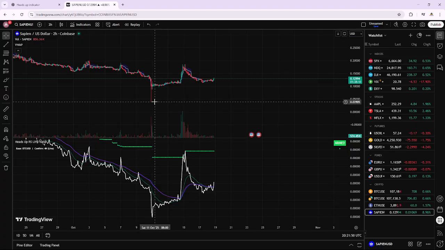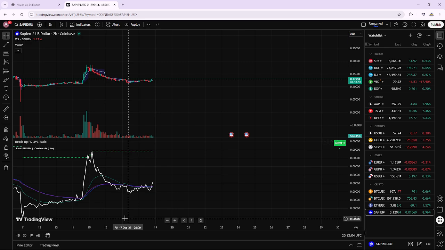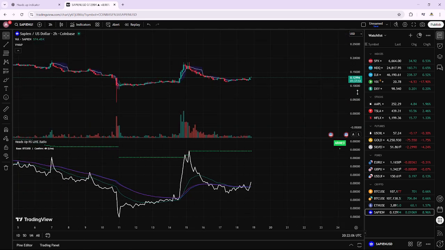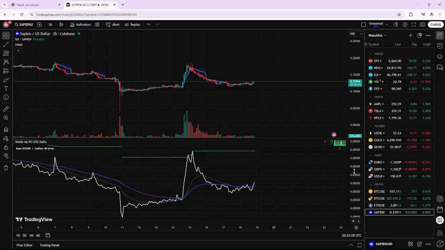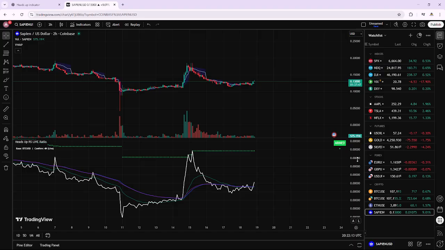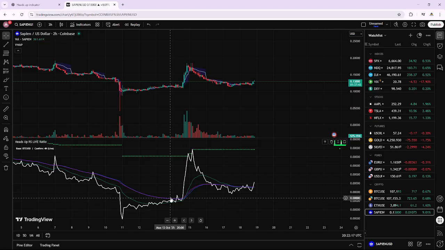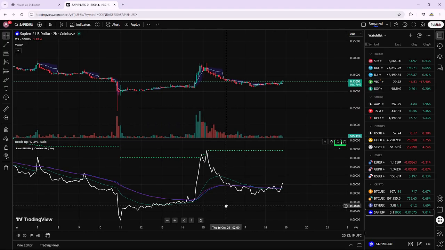This would have been a hell of a trade if you had caught this knife and bought around 3 cents, 4 cents. You would have been in 100% profit within probably not too long. This coin's recovered quite quickly. But I want to focus on the recovery from this dump. I think it's a really good example to show you how Heads Up can be used in a general context, and how things are working.